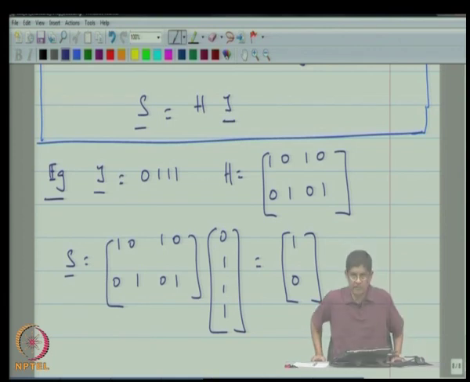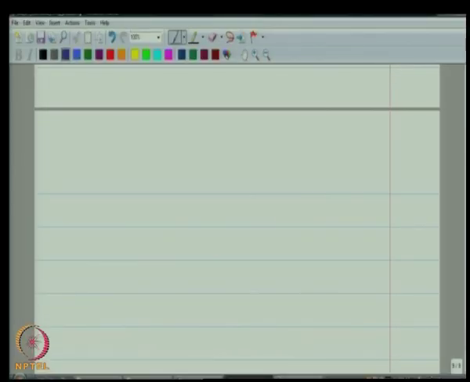Now, the word syndrome is very similar in meaning to symptom. So, syndrome is like a symptom. Just like a symptom tells you something about a disease, a syndrome tells you something about the error pattern. And as it turns out, for linear codes, the syndrome tells you all that you need to find out the most likely error pattern and therefore, the most likely code word. So, the key to that lies in this lemma.